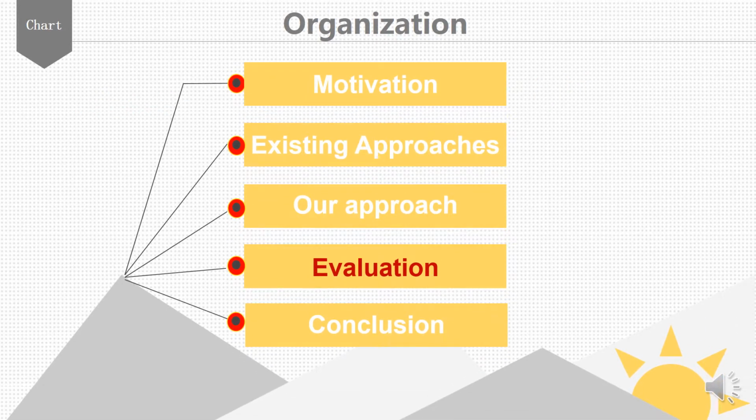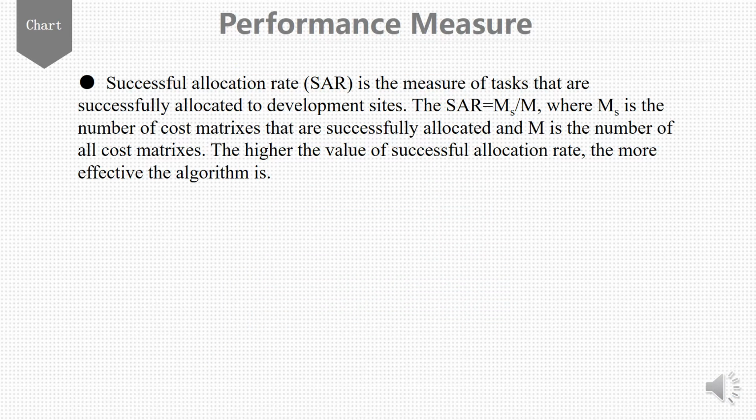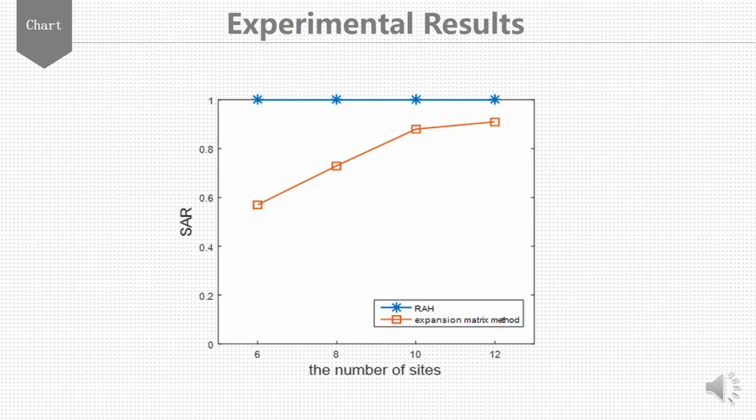Then, we will detail our experiments. In the experiment, we employ one commonly used performance measure, SAR. It is defined and summarized as follows. As we can see in Figure 1, the SAR of the expansion matrix method goes up when the number of development sites increases. It shows that RHA can effectively allocate tasks to development sites with the lowest cost when the number of development sites changes.